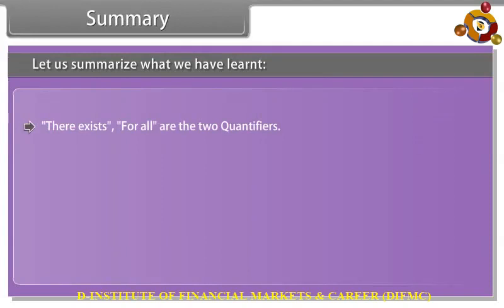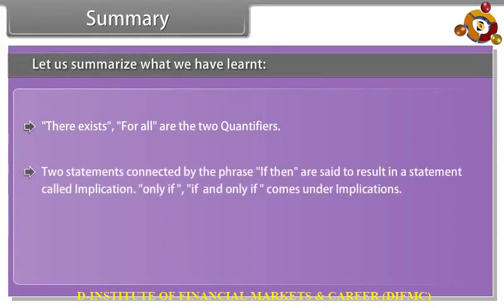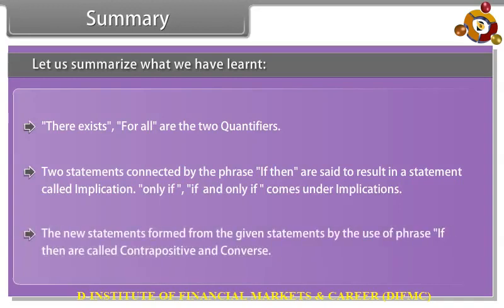There exists and for all are the two quantifiers. Two statements connected by the phrase if-then are said to result in a statement called implication. Only if and if and only if come under implications. The new statements formed from the given statements by the use of the phrase if-then are called contrapositive and converse.